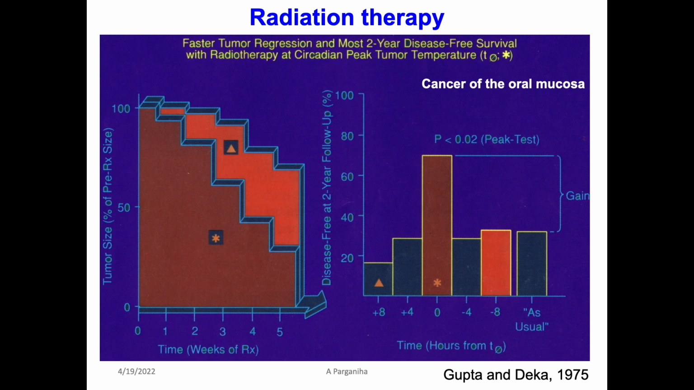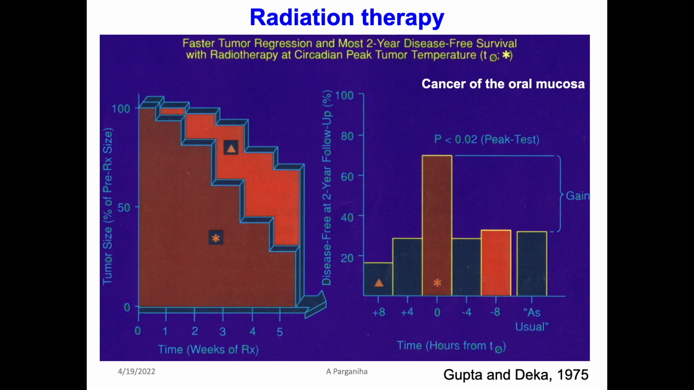This is the example of the oral mucosa. So 0 means when the tumor temperature is maximum and the radiation was given at that particular time, as compared to the others, that is -4, -8, which means after 4 hours, after 8 hours of maximum temperature radiation is given. +4, +8 means 4 hours before and 8 hours before radiation is given, of the tumor when the tumor temperature is maximum.